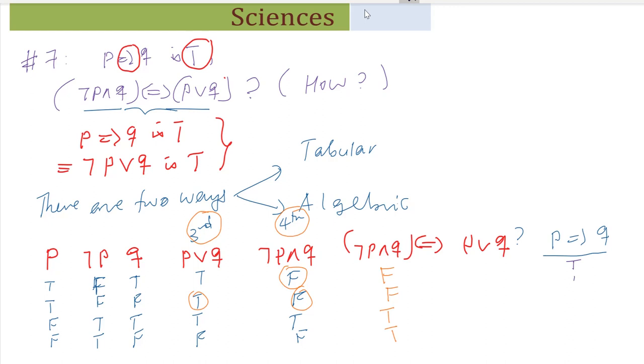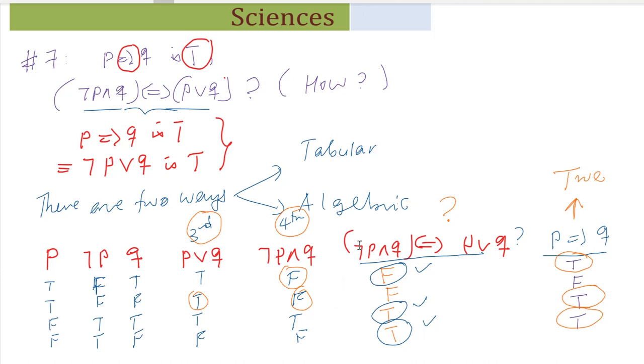So we will now compare these two results. We have to go to the lines where P implies Q is true. There are three lines for P implies Q to be true. And we will see that whenever P implies Q is true, correspondingly, the truth value of this compound proposition, in one line it becomes false, and in the third line it becomes true, and in the fourth line, true. So there are two possibilities.